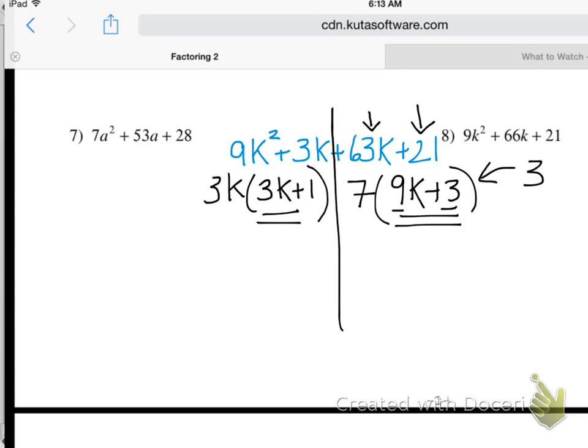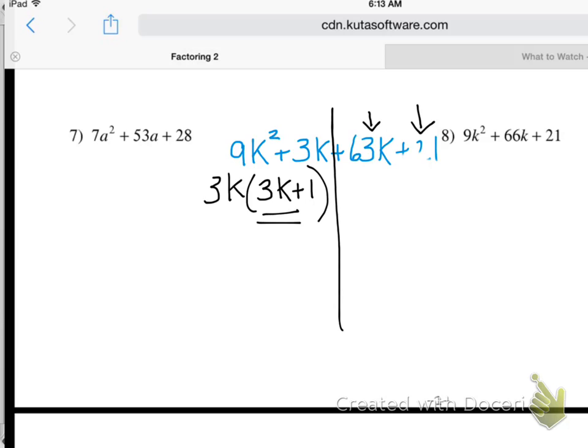3 times 7 is 21. I should have taken a 21 out. Who could have seen that coming? That's a big GCF. All right, just goes to show you that factoring is really important. 21 is going to come out. That's going to actually leave me with a 3k, because 21 times 3k is 63k. And then, what was that number? I can't read it anymore. I erased it. Plus 1.